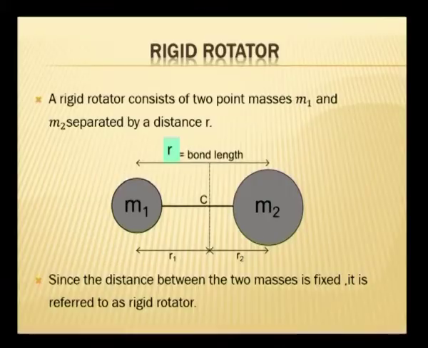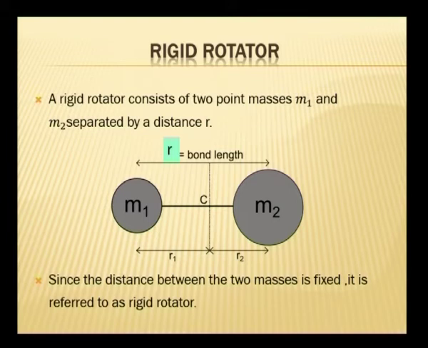You see a diatomic molecule like carbon monoxide, or you can have HCl or even oxygen molecule or nitrogen molecule, wherein the 2 atoms are identical, whereas in carbon monoxide the 2 atoms are not identical. They are separated by a bond length or a distance, which is a very important parameter. And the center C refers to the center of gravity of the system.